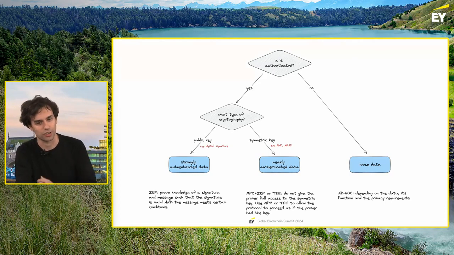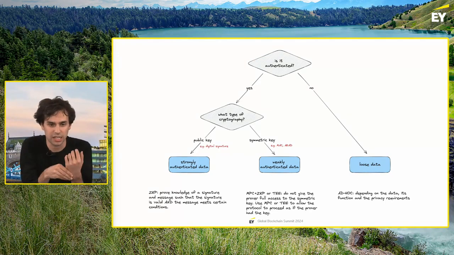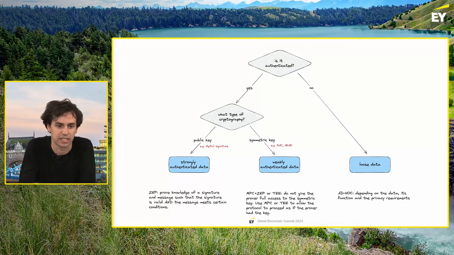We are back to our chart. What we saw is, if we look at data, we can ask ourselves: is it authenticated? Yes or no? At first, we looked at authenticated data. Then we said, what kind of cryptography are we using? If it's public key cryptography, we have strongly authenticated data. In this case, we can attest to it very easily using a zero-knowledge proof. We prove knowledge of a signature and a message such that the signature is valid and the message meets certain conditions.